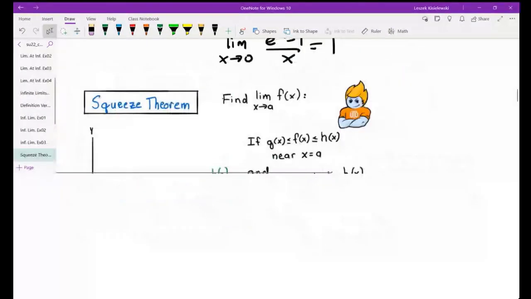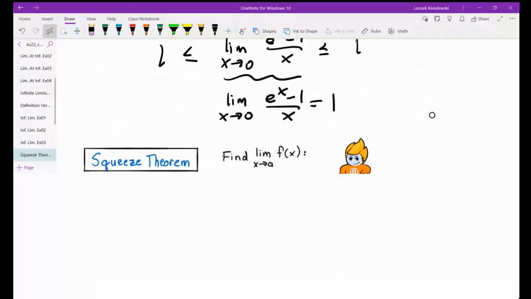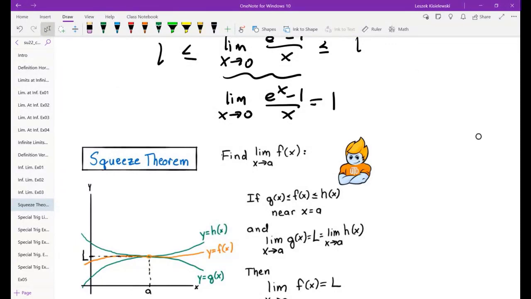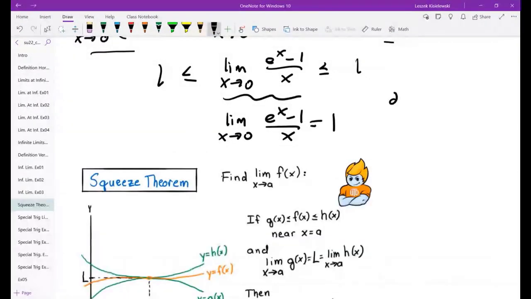Somebody asked about the indeterminate form. When we evaluated the limit directly, somebody asked whether this limit is indeterminate. It is. If you evaluate directly, you get 0 divided by 0. That's indeterminate form.